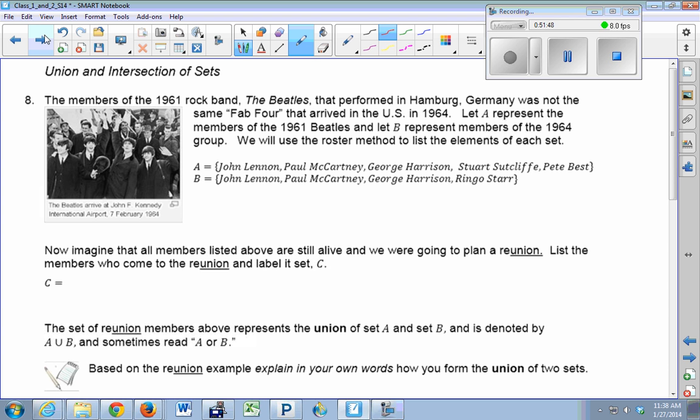All right, so set A, those were the Beatles that were in Hamburg, Germany, playing in all these nightclubs. And if you've read the book Outliers by, what's his name, Gladwell, Malcolm Gladwell, he talks about the Beatles. In that book, he says that to master anything, you need to invest 10,000 hours.